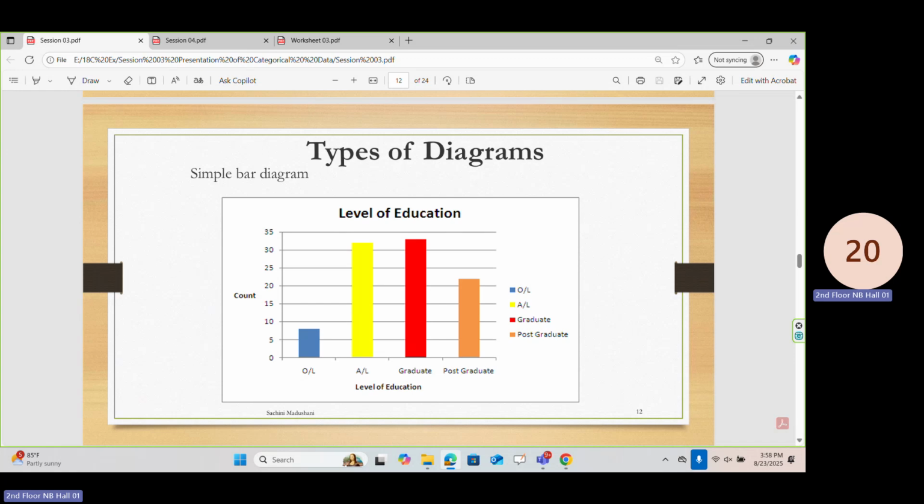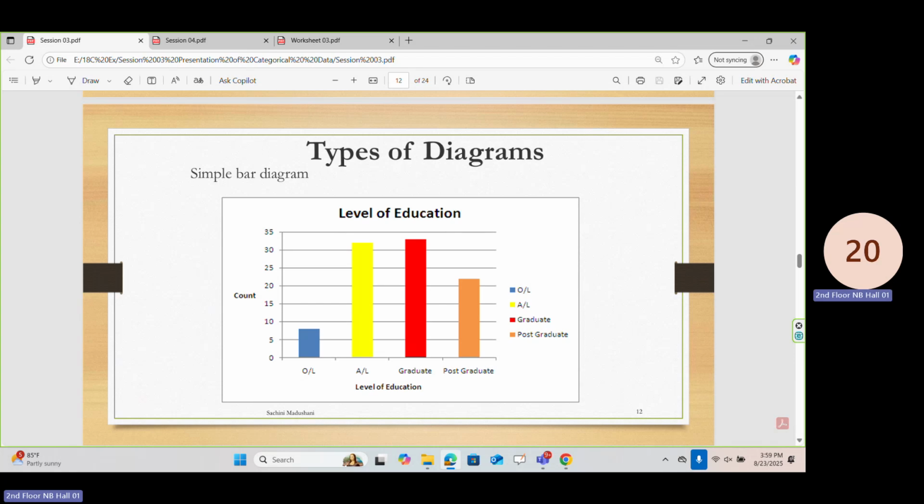Here it represents only the levels of education. Only one categorical variable, simple bar chart. At once we can represent one categorical variable. It's clear? Okay, then normally we can insert horizontal and vertical ways. This is the vertical simple bar chart. Okay, then the height of each bar represents what? Frequency.